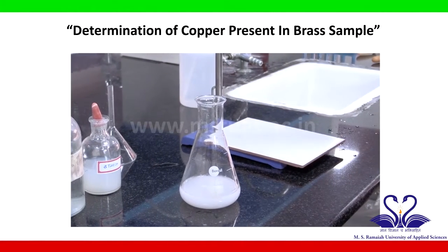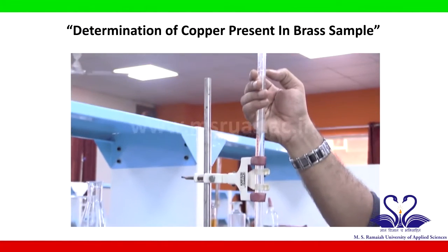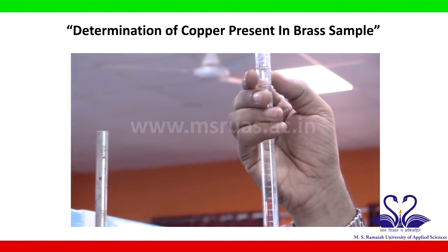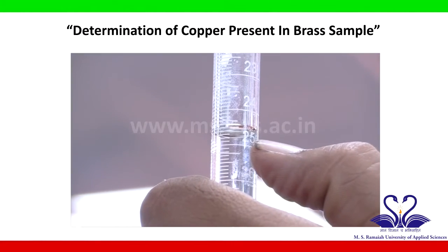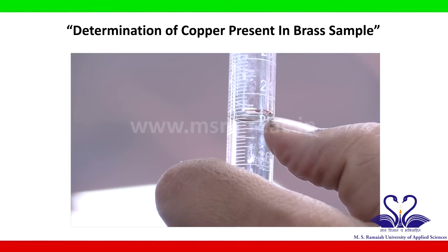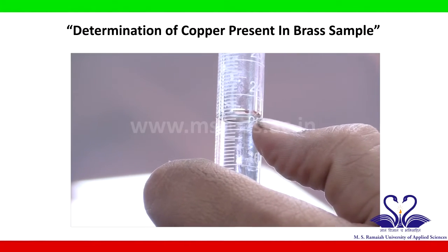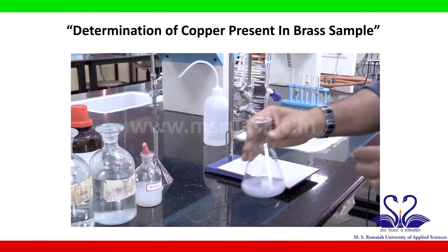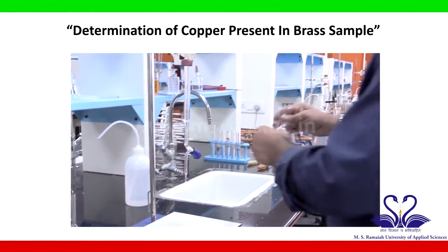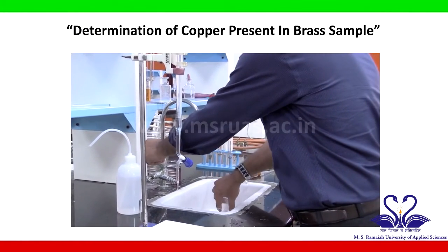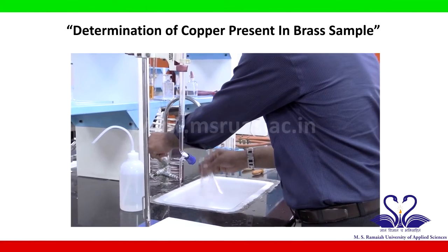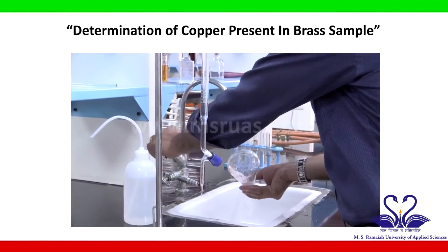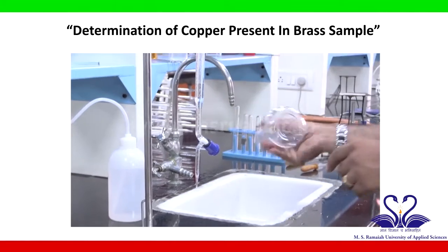You have to note down the amount of thiosulfate that has been consumed. Remove it out, take it to the eye mark and see what is the amount. This is 24.6 ml consumed. Now what you have to do is throw this solution away and wash with plenty of water.